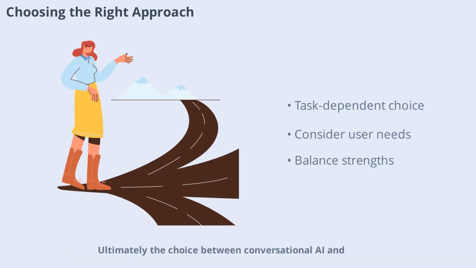Ultimately, the choice between conversational AI and traditional interfaces depends on the task, the user, and the context. For some situations, the precision and control of traditional interfaces are unmatched. For others, the ease and accessibility of conversational AI make it the better option. Understanding the strengths and limitations of each can help you make the best choice.